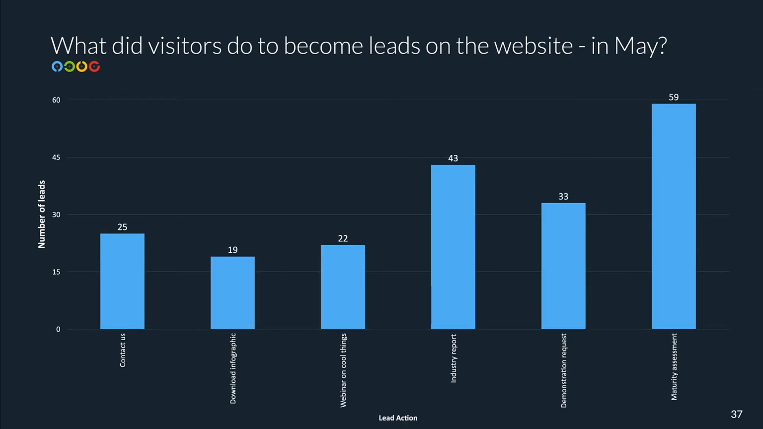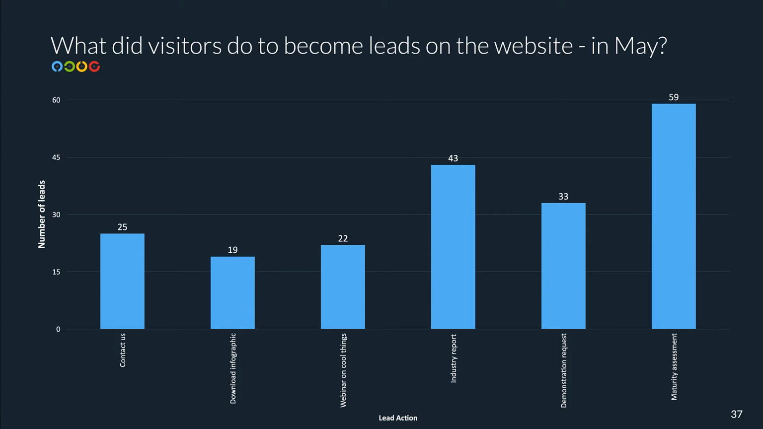Step 2. What did the visitors do to become leads on the website? In this example here, we've been able to tag all of the forms on the website so we know which form has generated our leads. We can see that the maturity benchmark or the maturity assessment activity has generated a majority of our leads, followed very closely by our industry report.